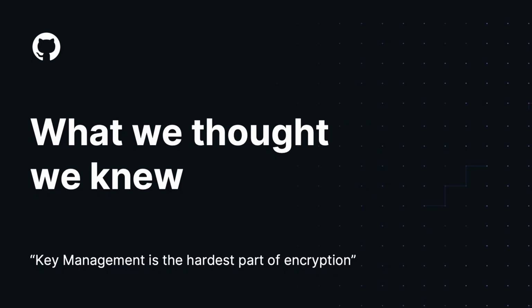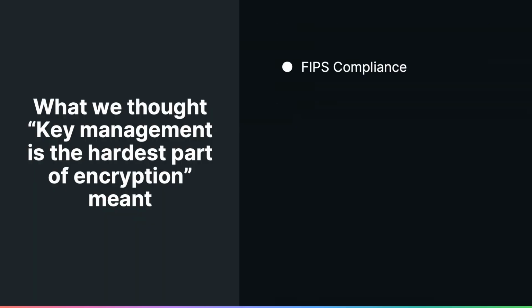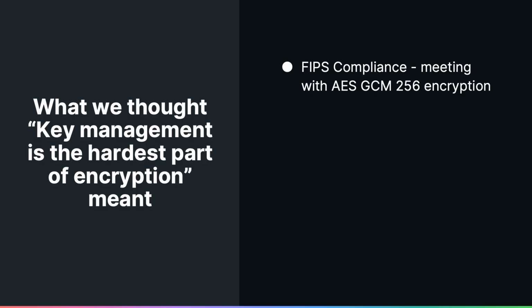The hardest part of encryption is key management. So what we thought this meant was things like FIPS compliance, right? FIPS is this standard that you have to adhere to if you work with US government entities. At GitHub, we're not required to work with this standard, but we try to meet it as closely as possible. And we weren't worried about this because we were meeting it using AES. AES considered the best in class for symmetric encryption.